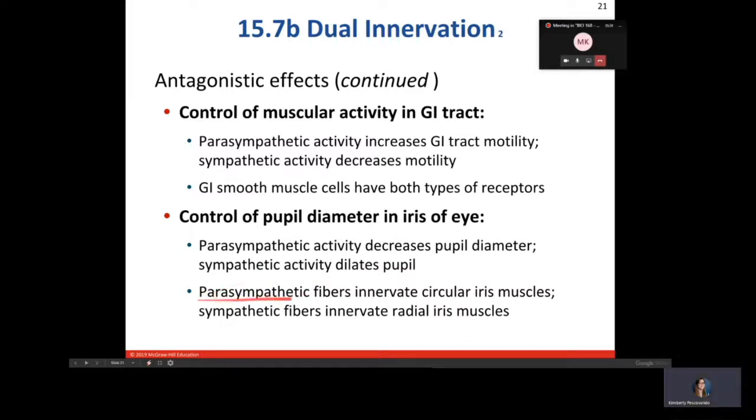And so the parasympathetic fibers are going to innervate the circular iris muscles. They actually innervate different muscles because one causes constriction and the other causes dilation, whereas the sympathetic fibers innervate the radial iris muscles. And we'll briefly talk about the different types of muscles in the lab.